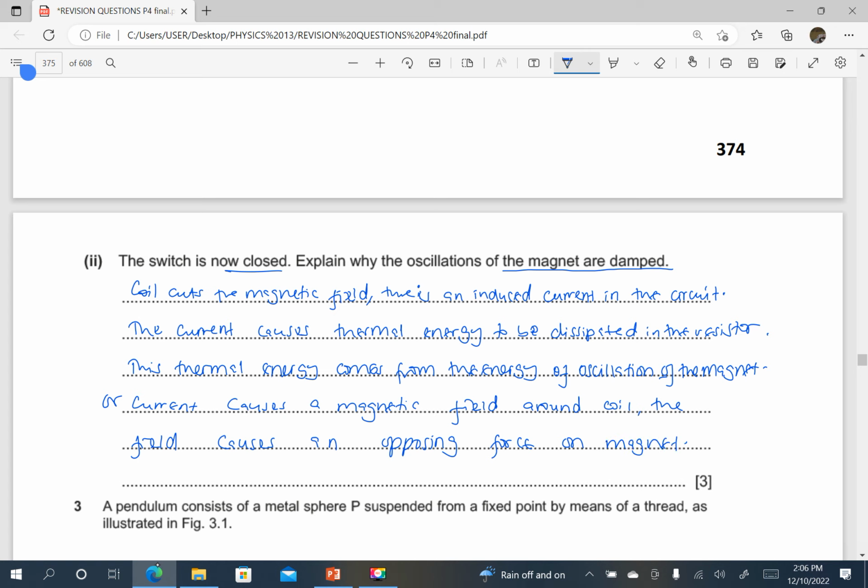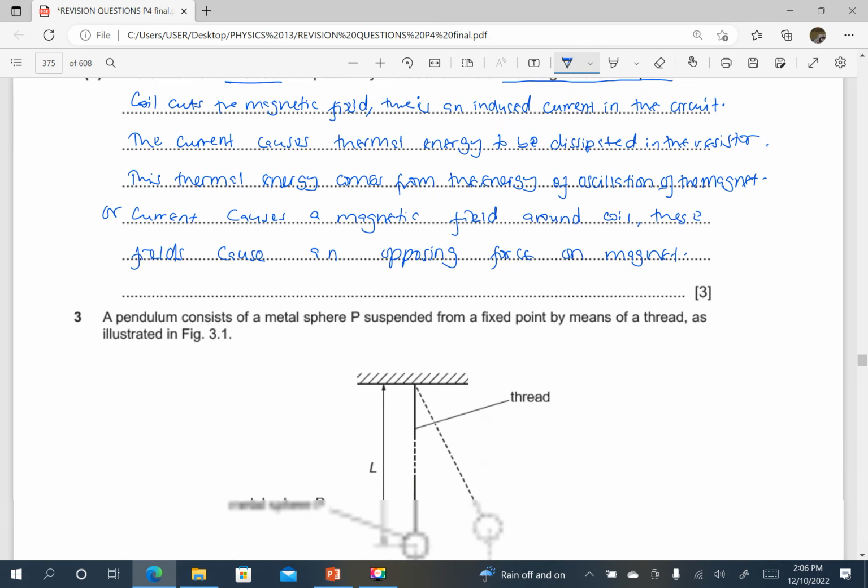That is in accordance with Lenz's law. The current causes a magnetic field around the coil. Let me just say these fields, because they could be many since they are eddy currents. These fields cause an opposing force on the magnet. So that's why now the oscillations are going to die out.